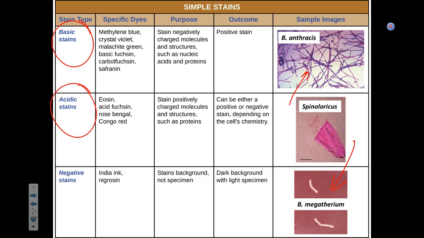Say it one more time. There's no difference between positive and negative. Yes, that is correct. Positive and negative. I'm not asking you about basic versus acidic. You have to understand that if I use positive stain on 15 different microorganisms, they're all going to look the same because it's a simple stain. Say they're all going to look blue if I use crystal violet. Does that make sense to you?